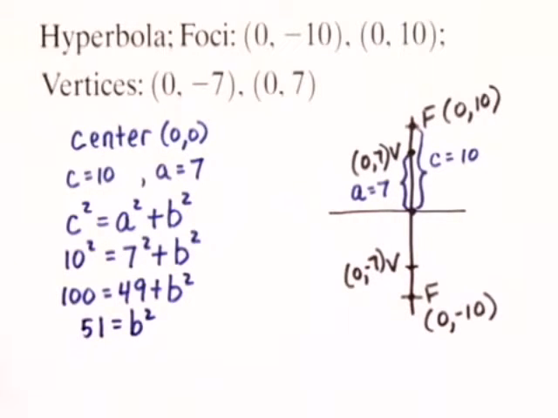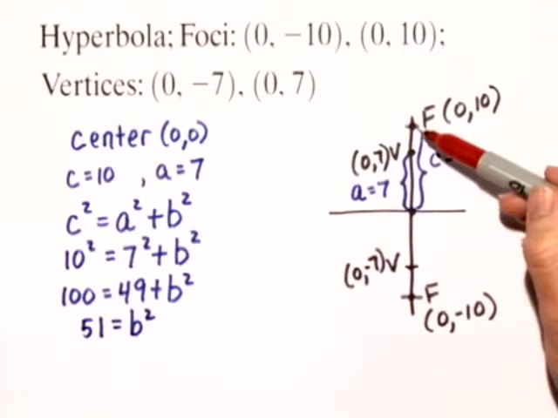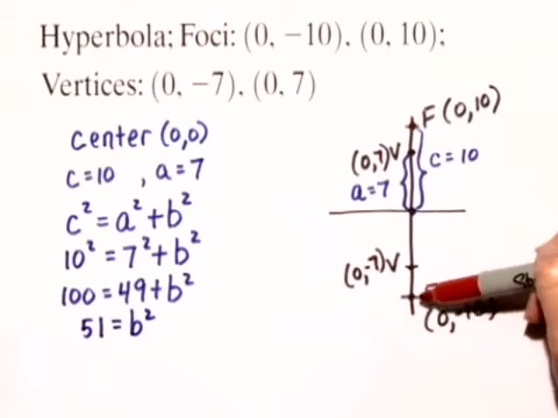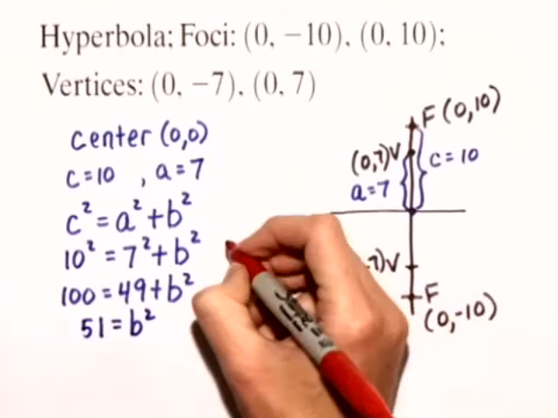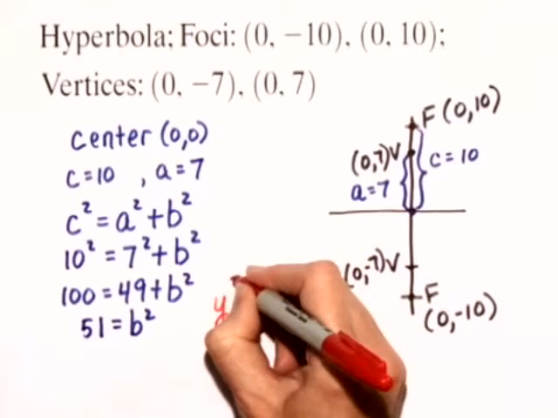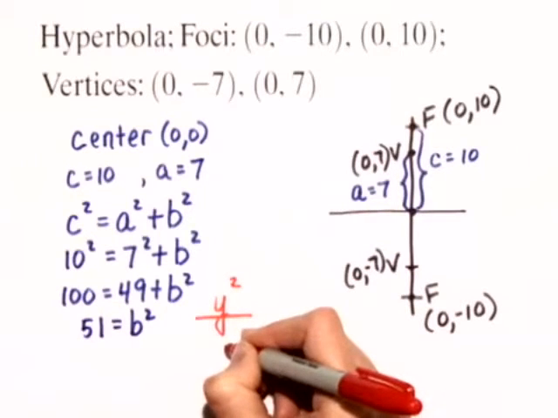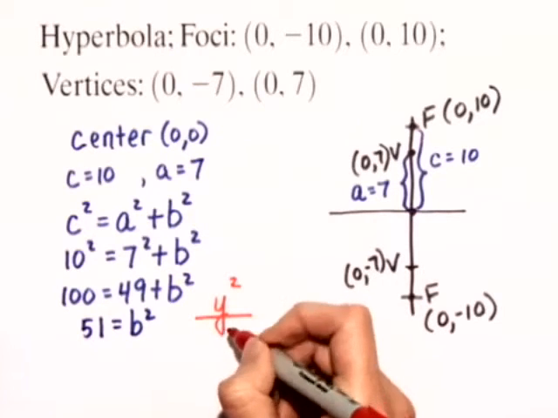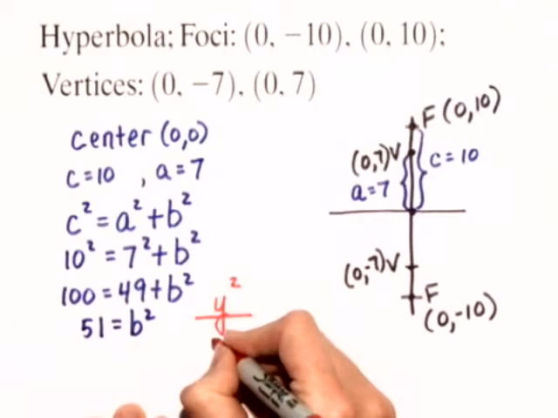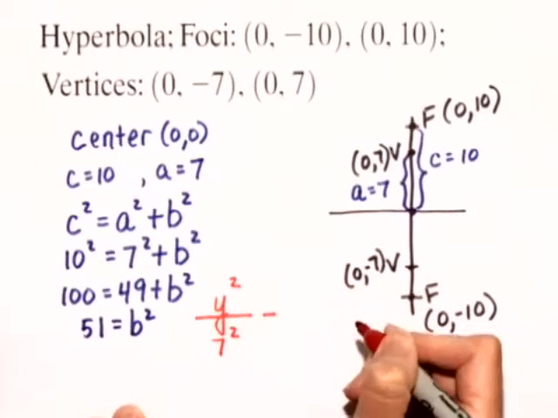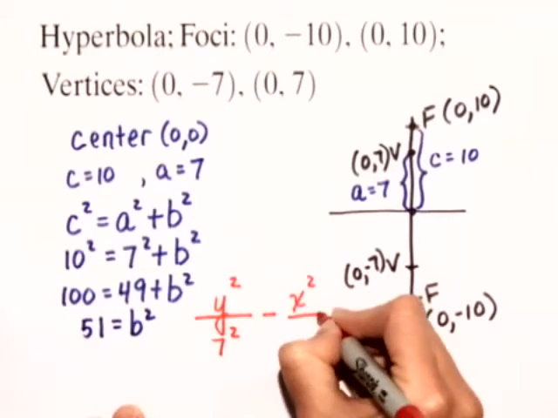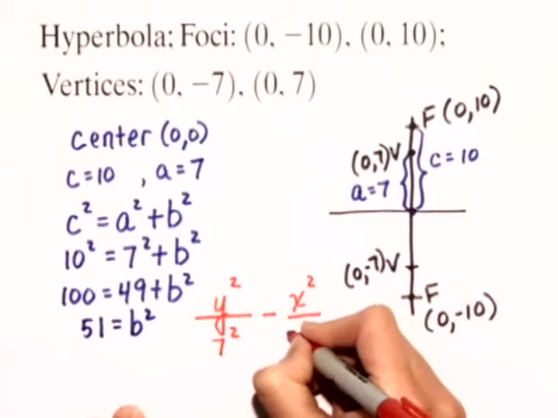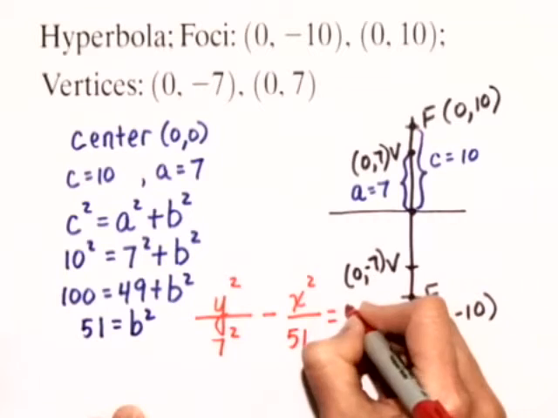of this hyperbola. We know that the y squared term will come first because the transverse axis is the y-axis. The transverse axis always has the vertices and the foci on it. So the y squared will come first in this case, and our equation will be y squared over a squared, which always comes first in a hyperbola under the positive term. So a squared, well, a is 7, so we have 7 squared. There's always a minus sign. We have x squared over b squared, so b squared is 51, and that's equal to 1.